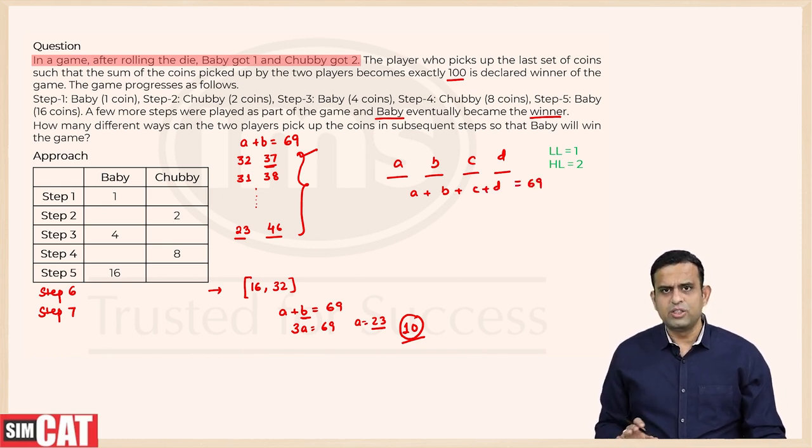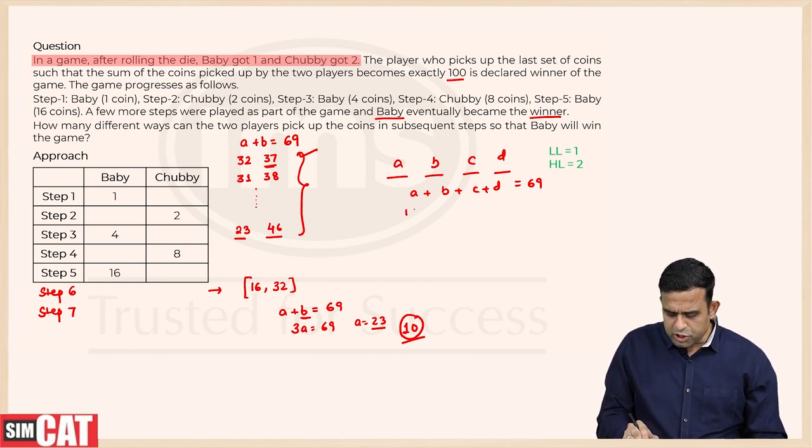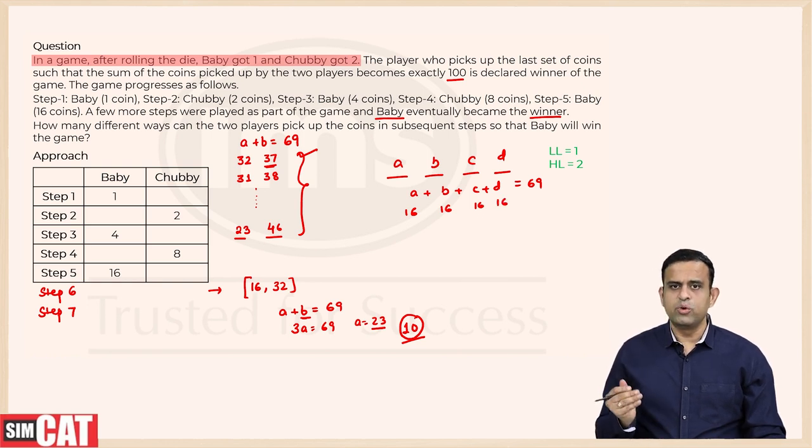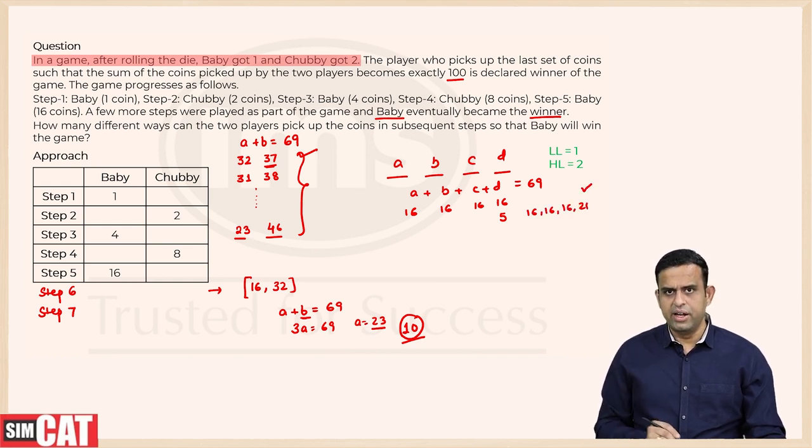And if I take the average of this number, 69 divided by 4 will give me approximately 17.25. So since the least value of A which is possible is 16, and the subsequent value can be equal to or more than the previous value, I will first of all distribute 4 16s. And what does that mean? I still have to give 5 more. That 5 can go to D alone, which basically means the subsequent coins picked are 16, 16, 16 and 21, which is perfectly valid, and in that case Baby will be the eventual winner.